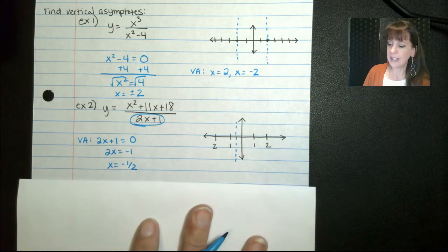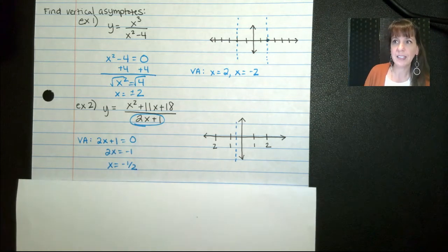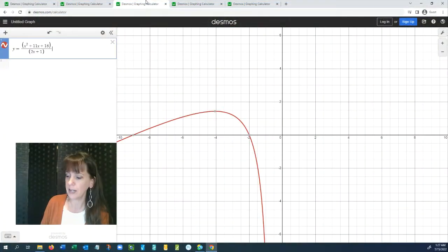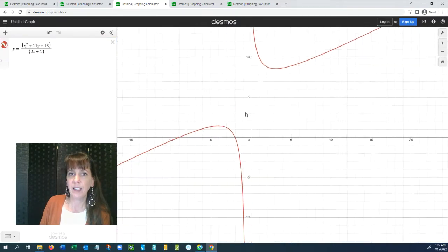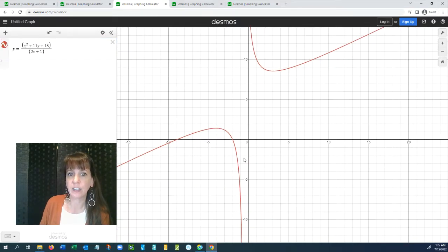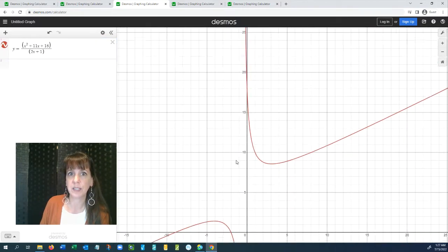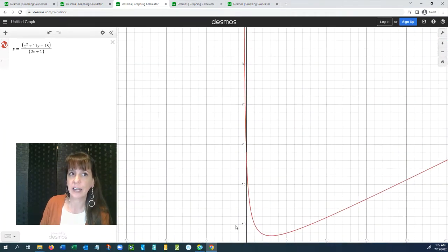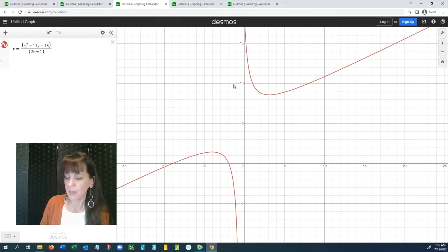And if I were to graph this one, let's take a look back over here. And sure enough, you can see at negative 1/2, it's getting real close to there, but it's not crossing. Even if I go all the way up here, it's going to get real close to negative 1/2, but it's not going to cross it. Okay, let's take a look at our next one.